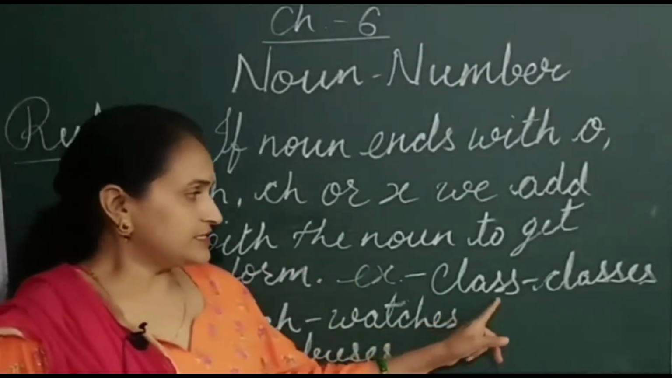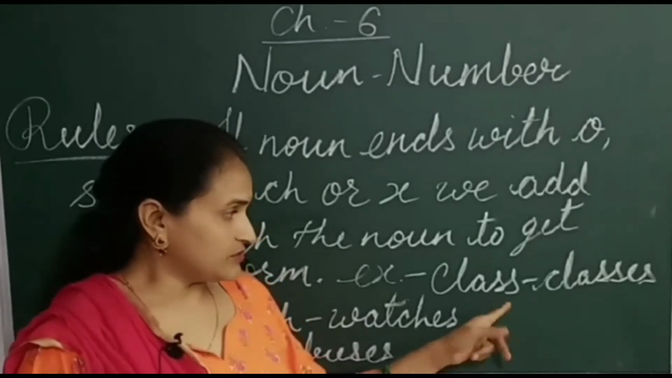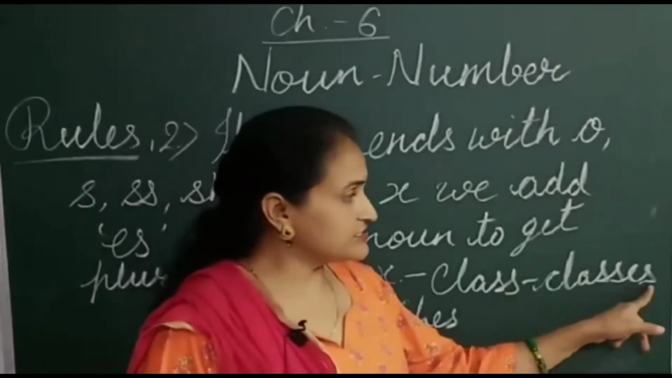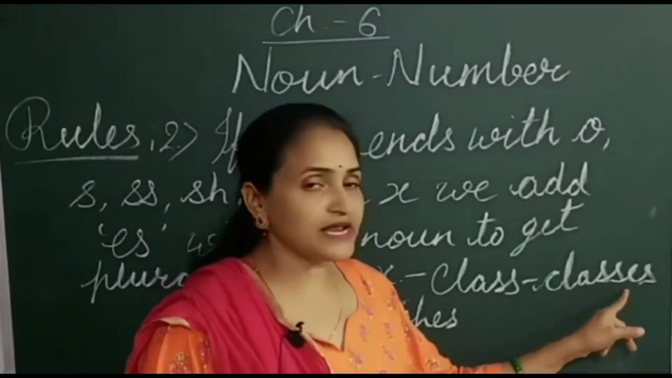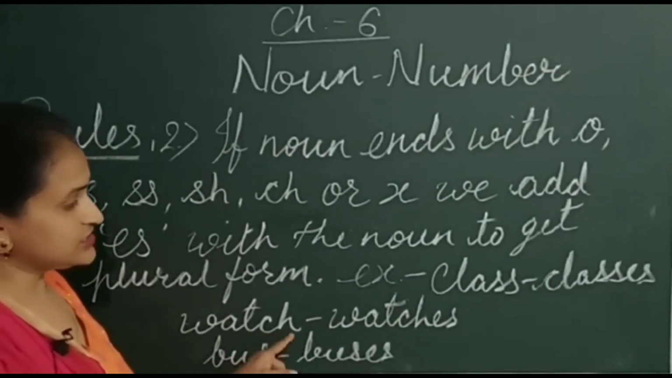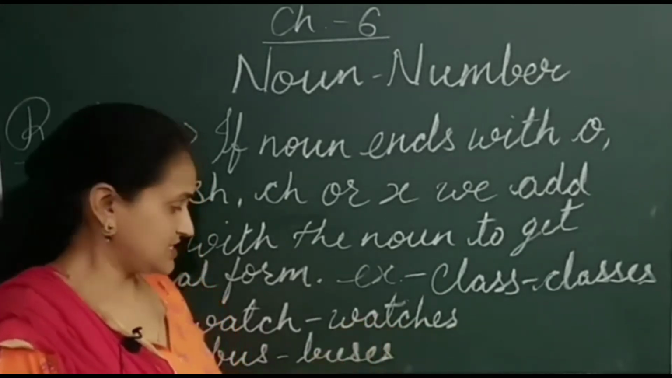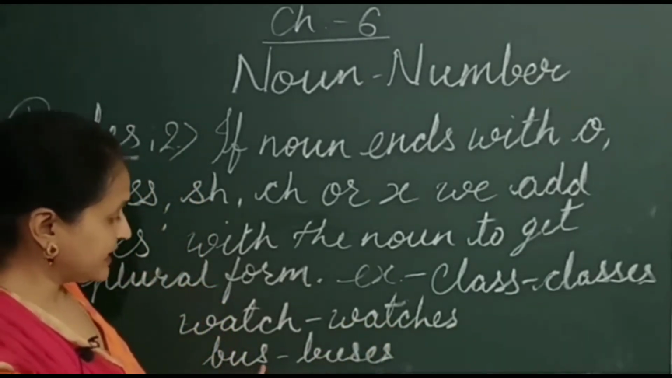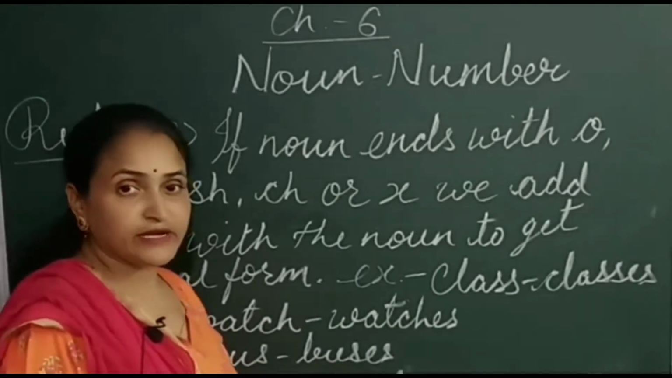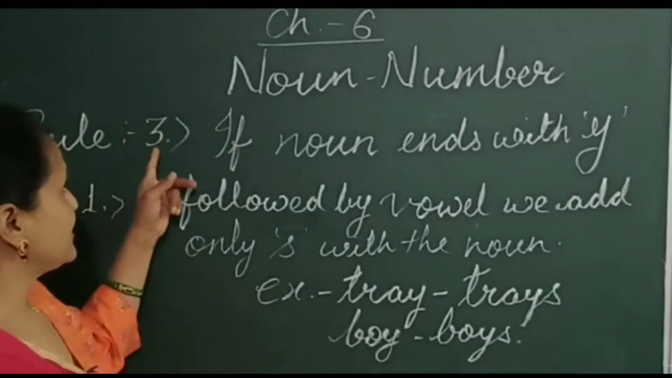For example, here it is written class. The noun class is ending with double s, so we will add es to make its plural and it will become classes. Now the word watch, it is ending with ch, so we will use es to make its plural and it will become watches. Bus, it is ending with s, so we will add es with this noun and it will become buses.